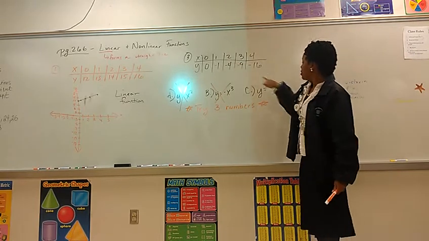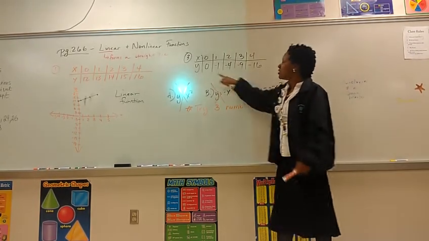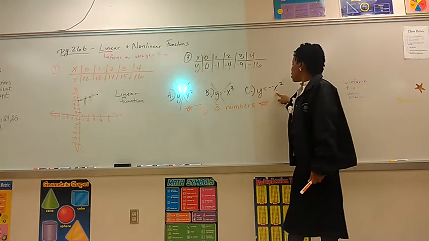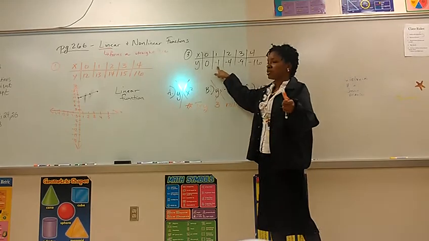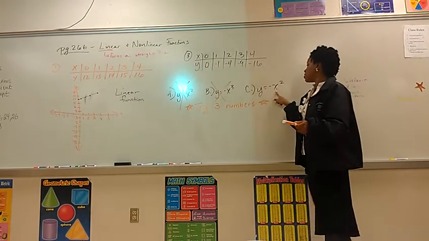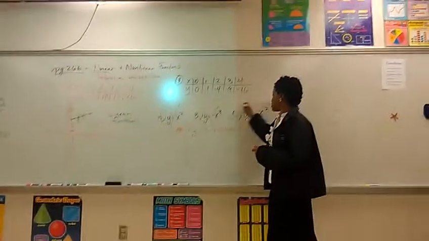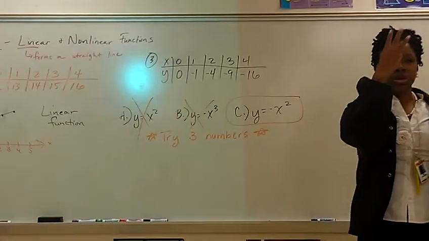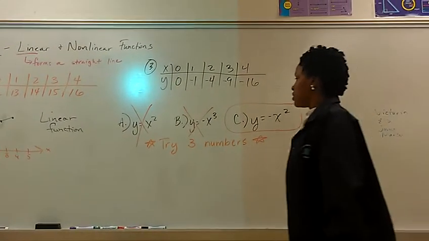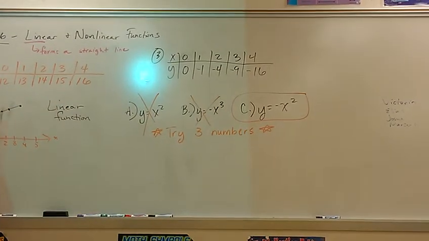All right, 0 times 0 is 0, with a negative in front, still 0. Works. Yes. All right, 1 times 1 with a negative in front is negative 1. Works. Yes. All right, 2 times 2 is 4, with a negative in front, negative 4. Does it work? Yes. All right, that's your answer. See, it has to work for 3 numbers, 3 pairs. Make sense?